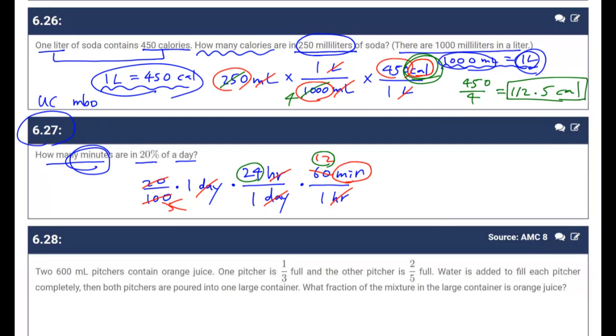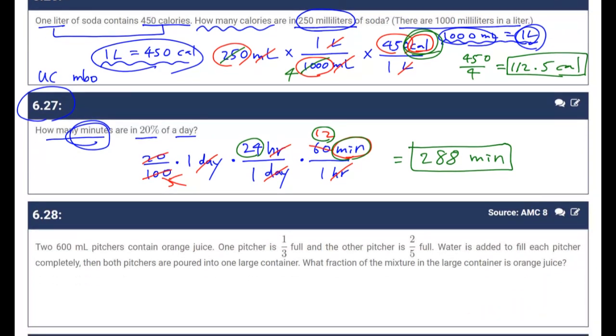And then the unit will be minutes. And 24 times 12 is 288. And that's the number of minutes in 1 day.